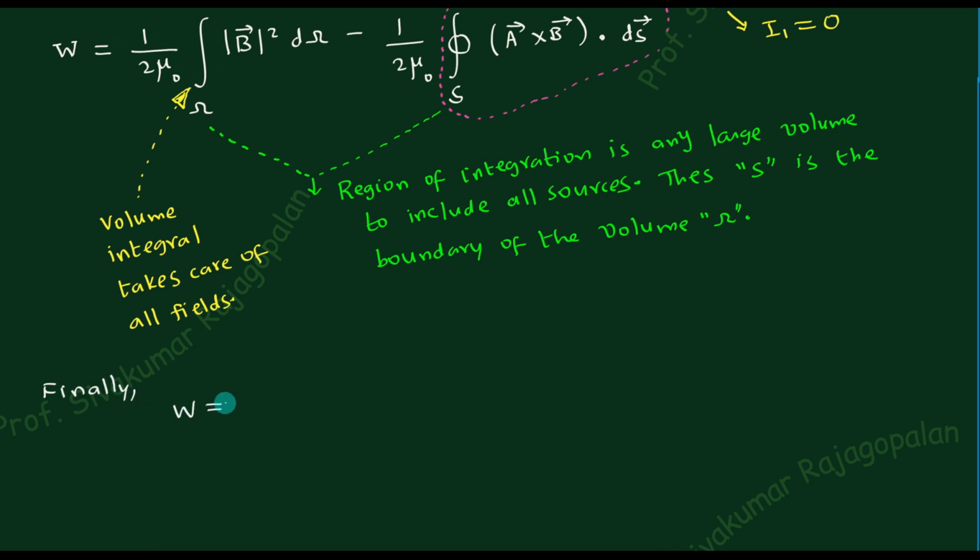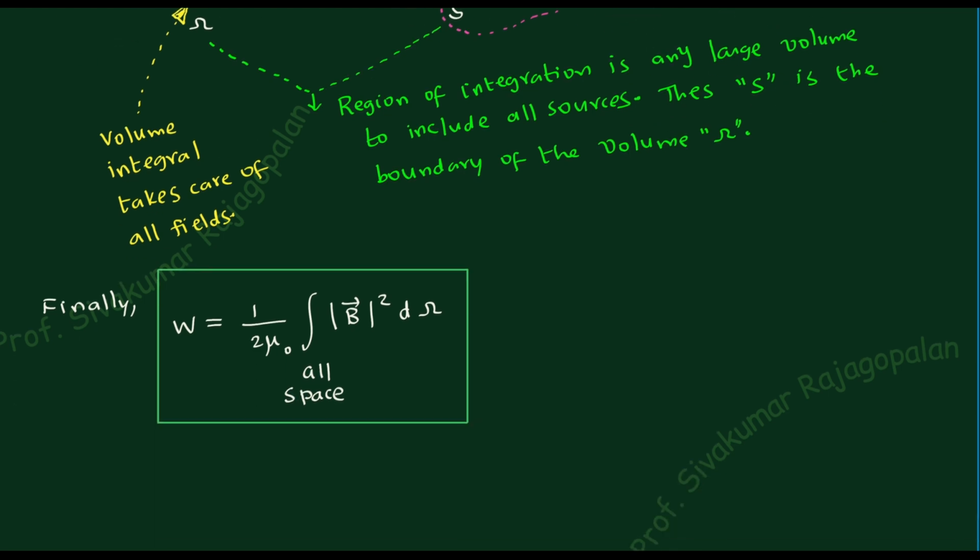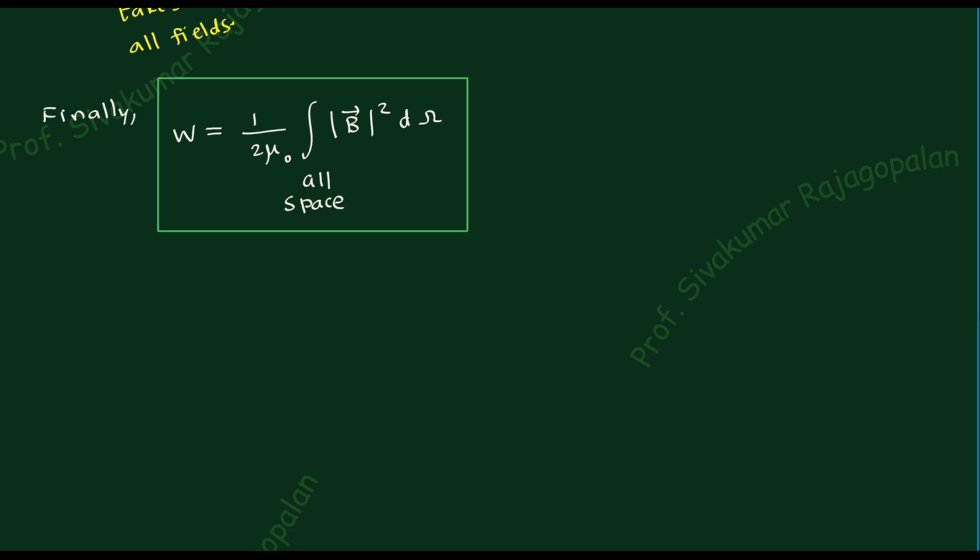And finally, total energy, double down. Remember, total energy. So W is the total energy given by the integral over all space. Now I will not write omega, I will write all space. And then you say the modulus of B squared into d omega, and that's it. So this is the important expression. So put a box there.